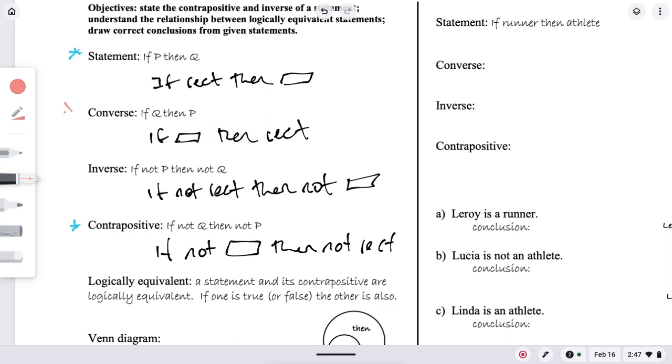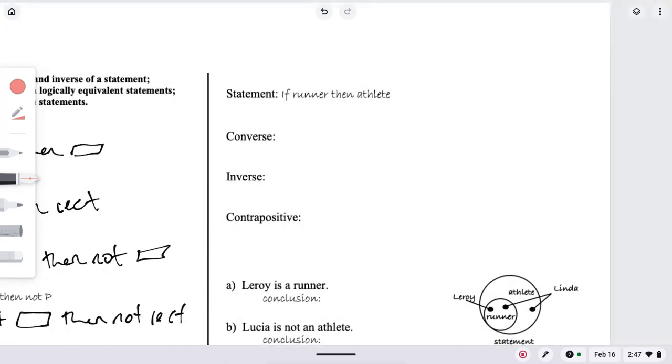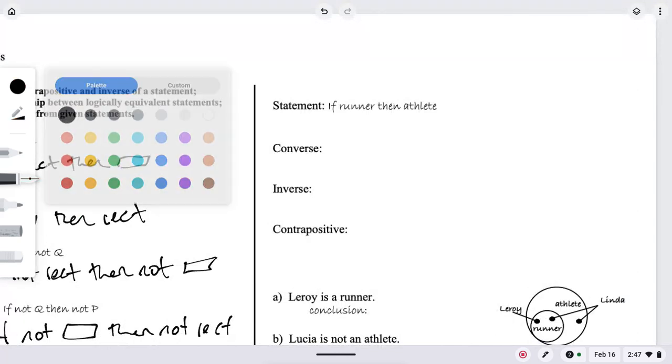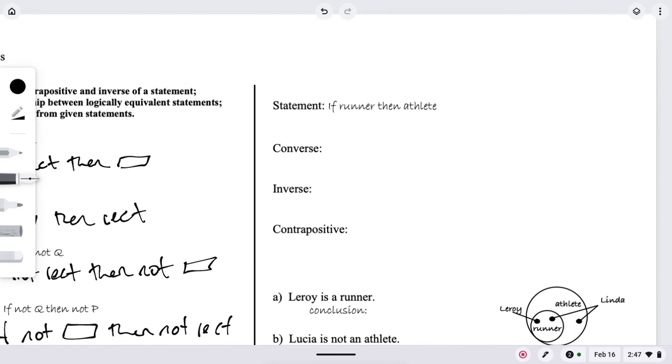At the same time, technically, these two things will always match. If the converse is false, then the inverse will also be false. If the converse was true, then the inverse would also be true. So it depends on the example. So we're just dealing with those statements right now. And so we have this example up here with runner and athlete. So if you're a runner, then you're an athlete.